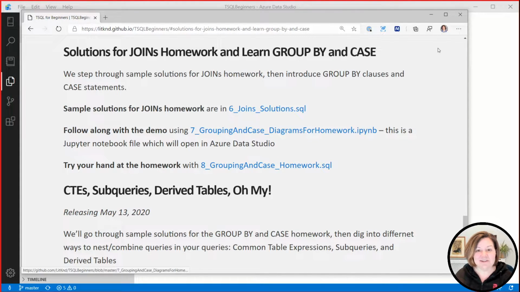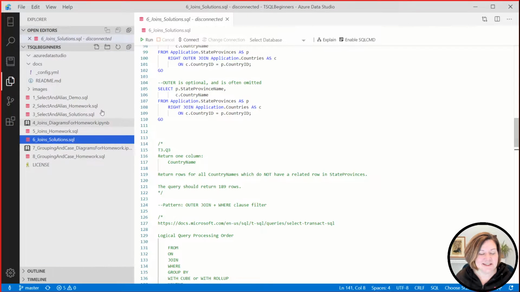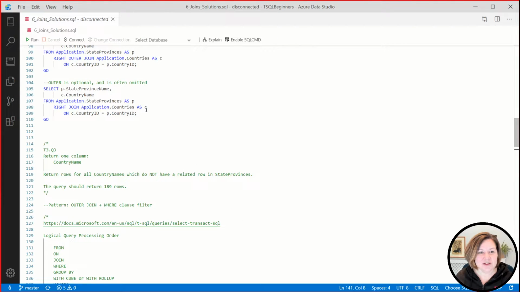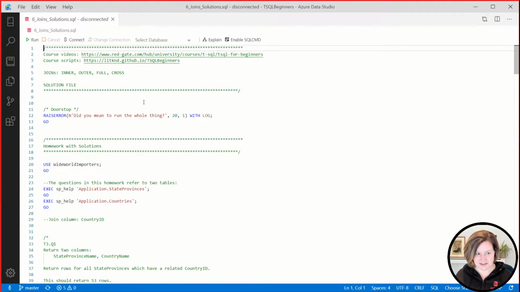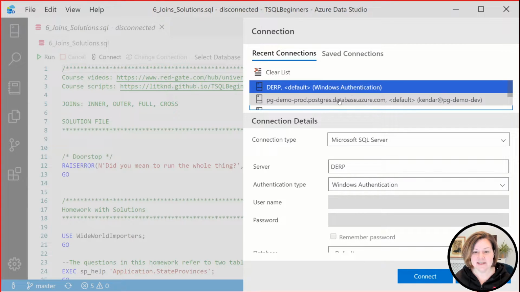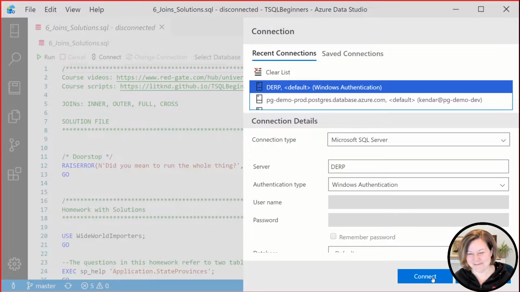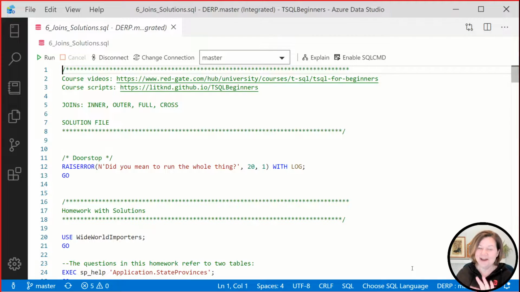So without any further ado, I've already got the files here. Let's start looking at those sample solutions for joins. This is file number 5 _ joins _ homework. Let me go to the top of this file and bump up the font size a little bit. And I need to connect to my SQL Server instance, charmingly, not really charming, named derp. Perhaps appropriately named derp would be a better way to say that.